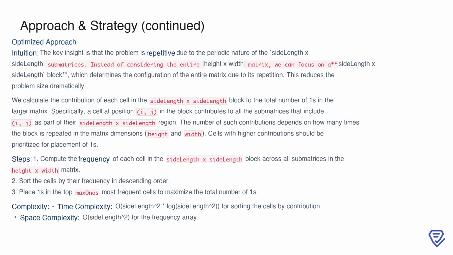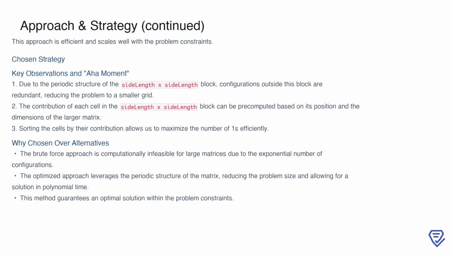This reduces the complexity significantly. The time complexity of this approach is O(sidelength^2 * log(sidelength^2)) for sorting, and the space complexity is O(sidelength^2) to store the frequency data. This optimized approach is both efficient and scalable, making it suitable for the problem's constraints.